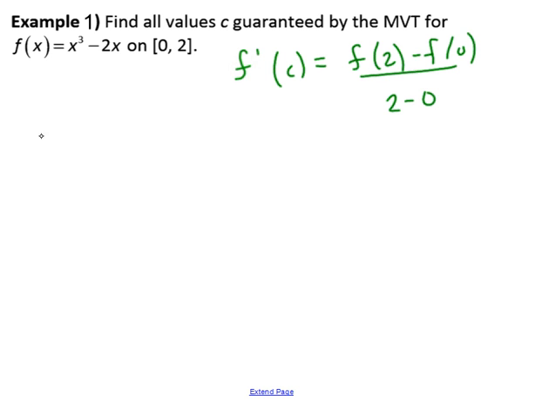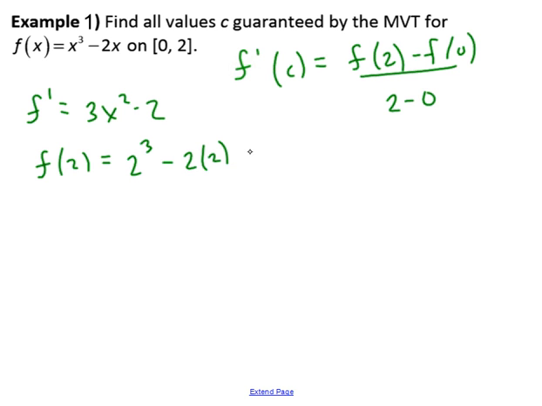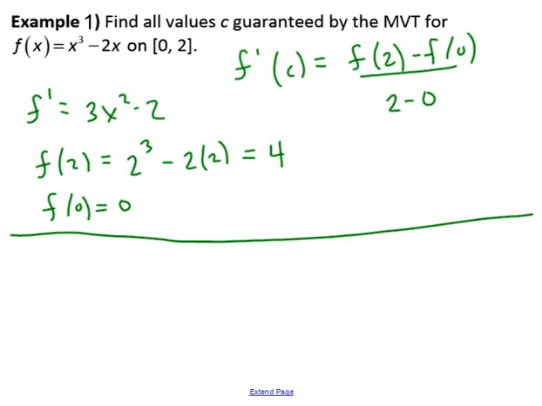First of all, let's find the derivative. f prime is going to be 3x squared minus 2. And then I'm going to calculate what f of 2 and f of 0 are. If I plug 2 not into the derivative, but into the function, you get 2 cubed minus 2 times 2. That's 8 minus 4, which is 4. And then f of 0 is just 0. Okay, so this is all my preliminary work.